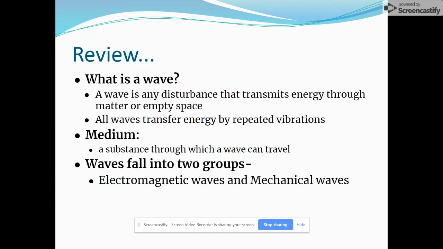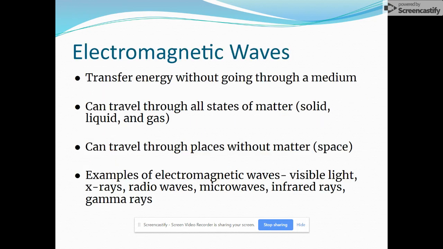What is a wave? These are vocab words from the start of the unit. So you should know it's any disturbance that transmits energy through matter or empty space. They transfer energy by repeated vibrations. What they move through is a medium, and there are electromagnetic and mechanical waves. The electromagnetic ones are the ones that don't need a medium, or can travel through space, rather. The mechanical waves need some form of matter to travel through: solid, liquid, or gas. So you can look at that today.